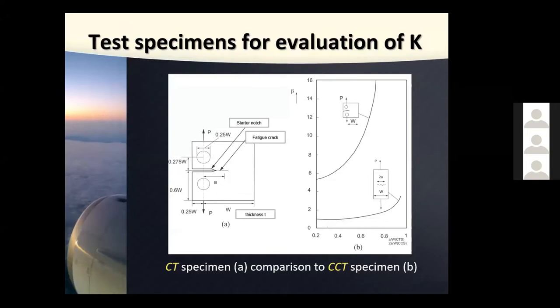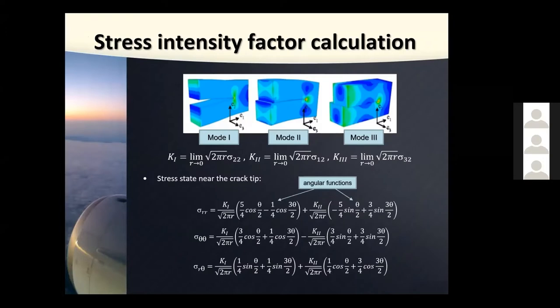We need specimens, and for metals, the specimens and their measures are defined by standards. And hopefully very soon we'll have similar standards for additive manufacturing. Okay, so for stress intensity factor calculation, we have three approaches. Approach number one is analytical. Approach number two is numerical. And number three, experimental techniques. So the best is to combine all and then to compare results.